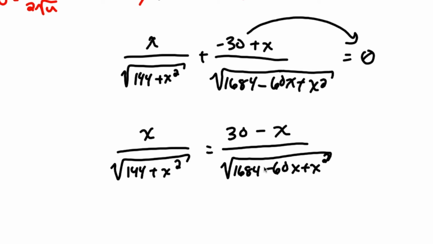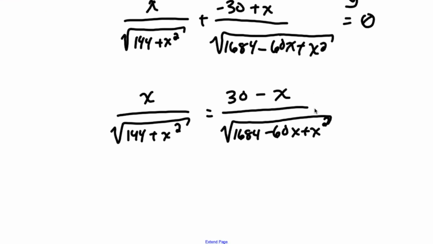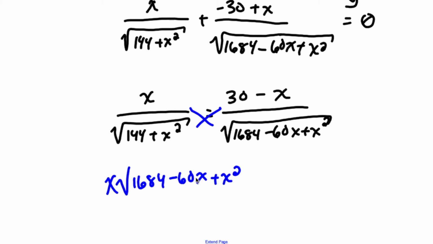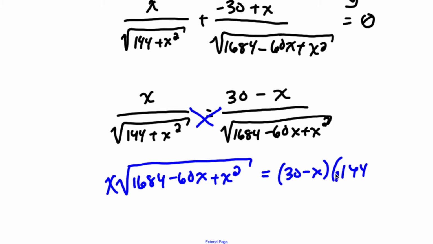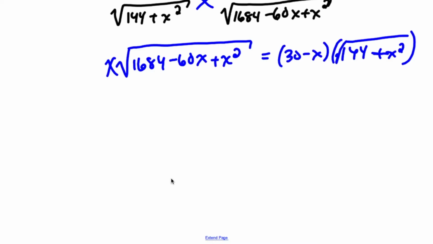Now, how do we solve this? I don't know if this is something you've done in Algebra 2 or not, but you've definitely done this concept before. If you have a fraction equal to a fraction, how do we solve that? That's basically just cross multiplying. So we're going to cross multiply these. So x times the square root of 1684 minus 60x plus x squared equals, I'm going to put this in parentheses now, 30 minus x times the square root of 144 plus x squared, okay? There we go.